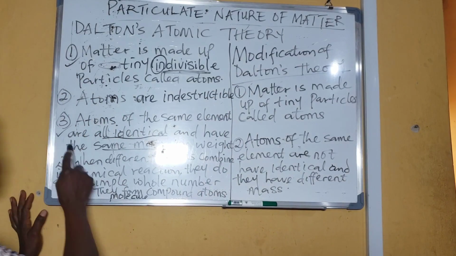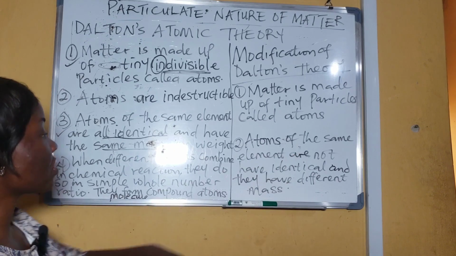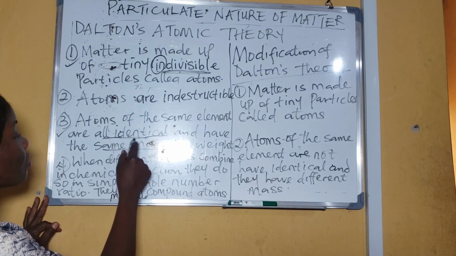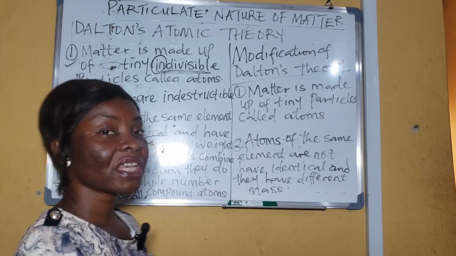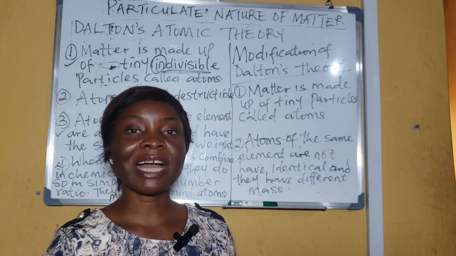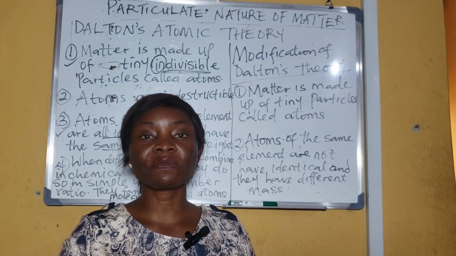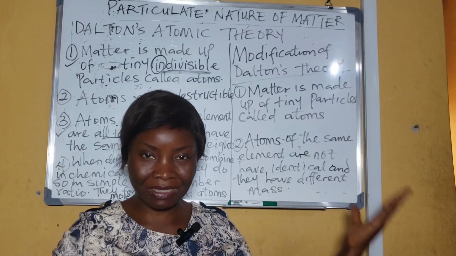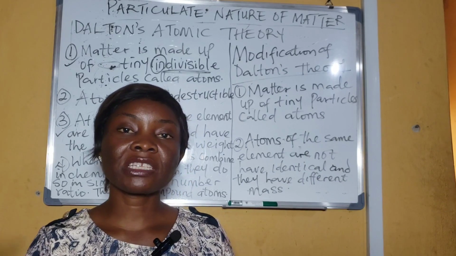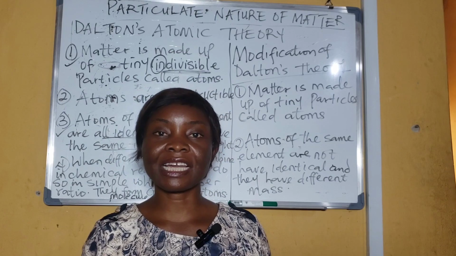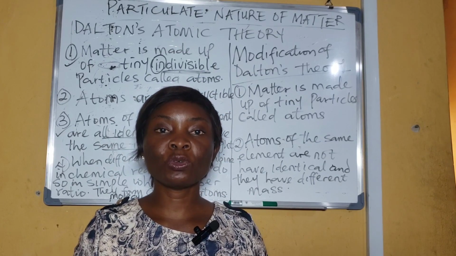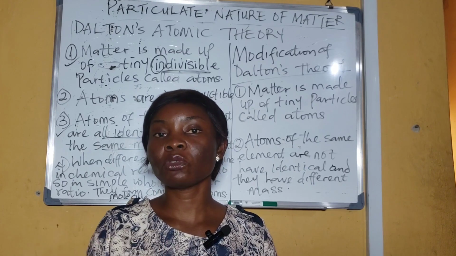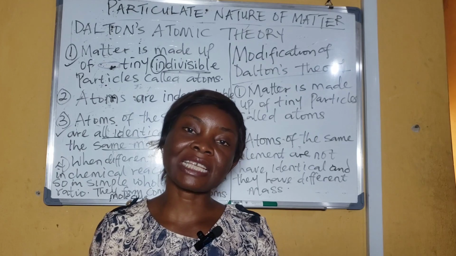Then theory number 3 has been modified thus. Instead of saying that atoms of the same element are all identical and they have the same mass, we have the existence of isotopy. Remember, isotopy is a phenomenon where atoms of the same elements have the same atomic number but different masses. In the previous lesson, I've taken time to explain the reason behind that. The reason is that the number of neutrons in the nucleus adds to the masses of the various isotopes of that element.